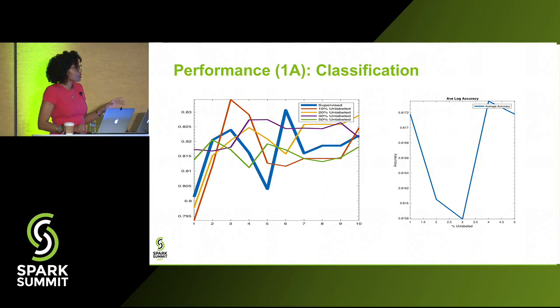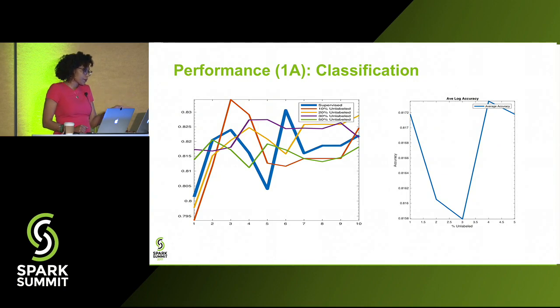But classification, it performed even better. So these are accuracy that you can see. Again, the thick blue line is the fully supervised set and the accuracy that you see on the fully supervised set. But if you look at the red line, that's 10% unlabeled data, you see that it outperforms the fully supervised set. And then if you go from left to right, you can see that at 30% unlabeled data, we have at least around the same amount of performance as a supervised set.